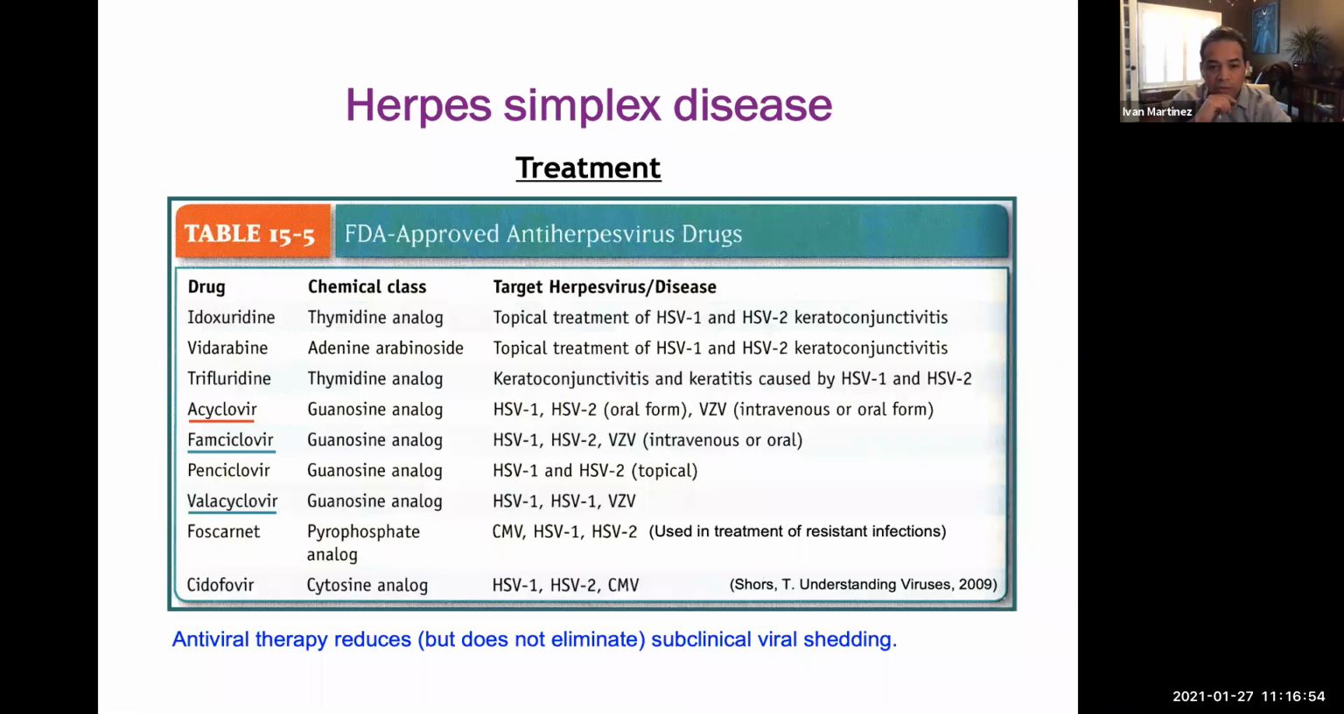Acyclovir is not the only anti-herpes virus drug. There are other ones, and acyclovir is the most common one used, but you can see here there are other guanosine analogs that have been used against herpes viruses.